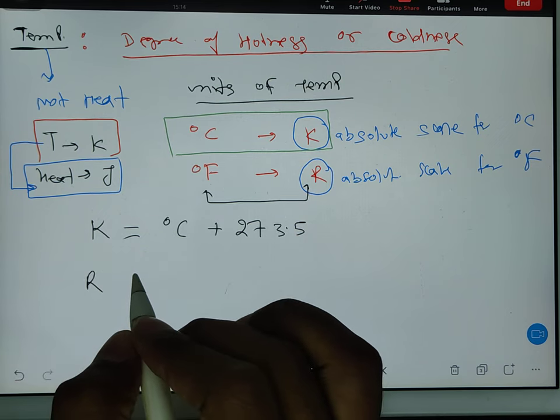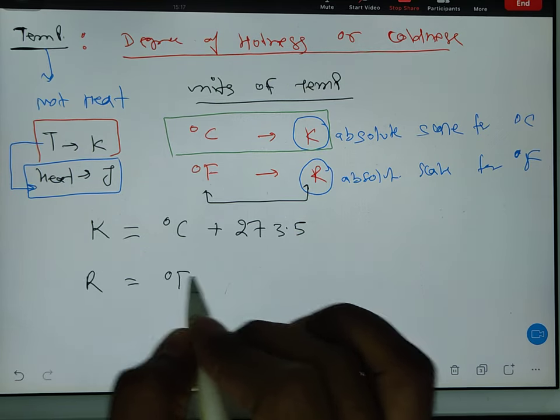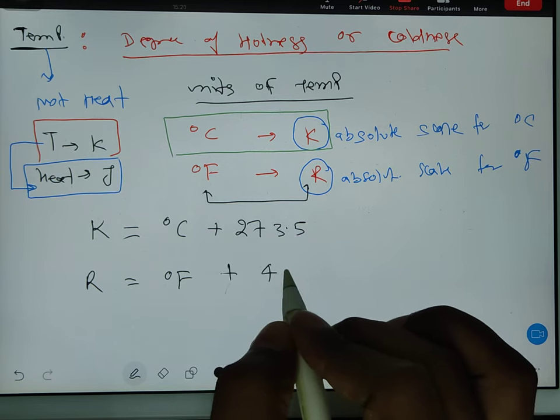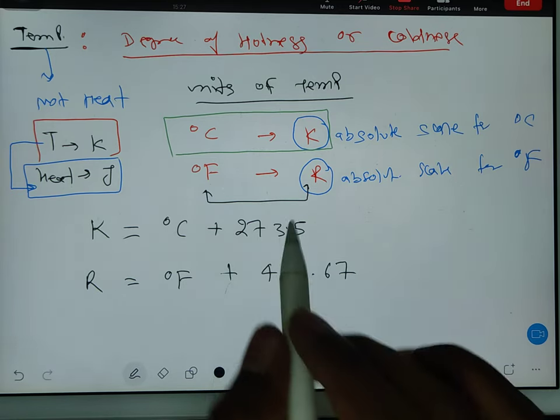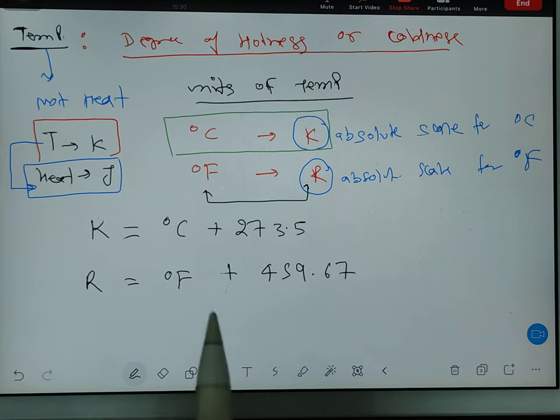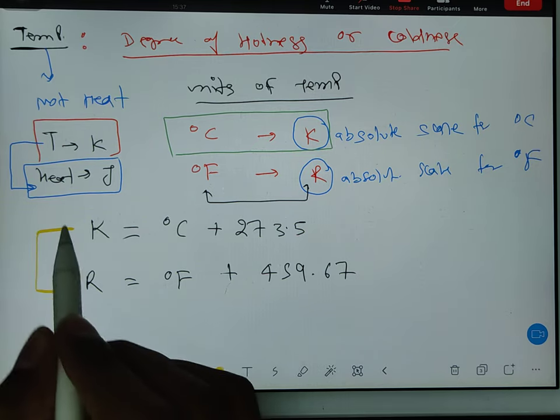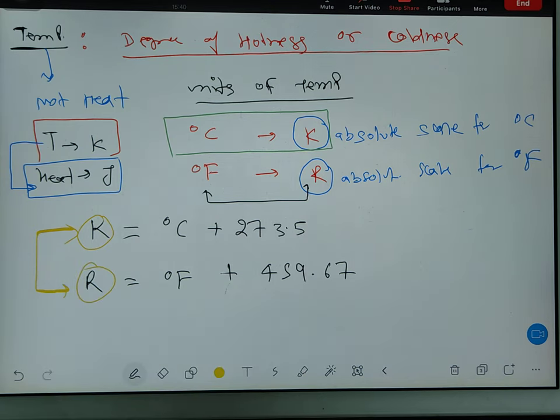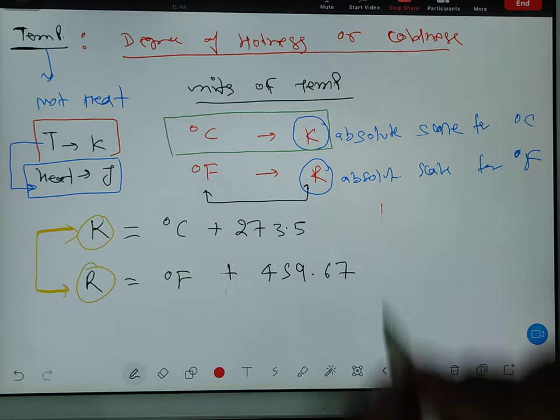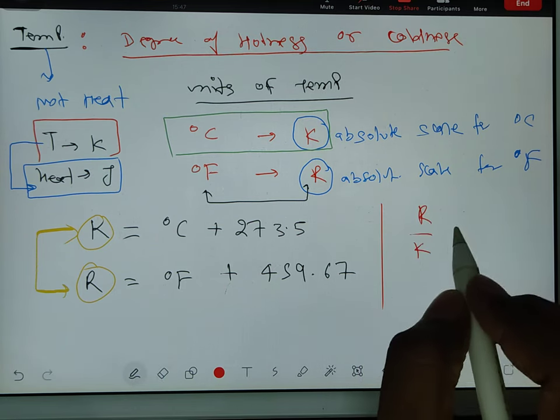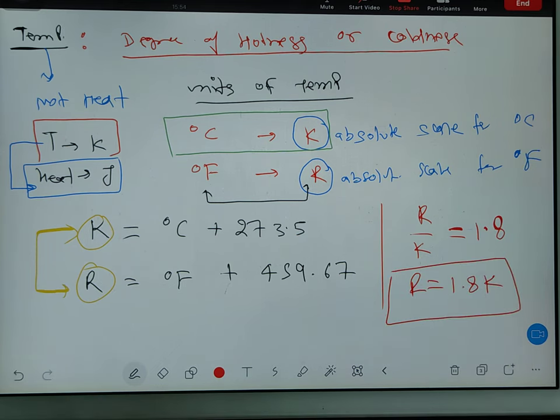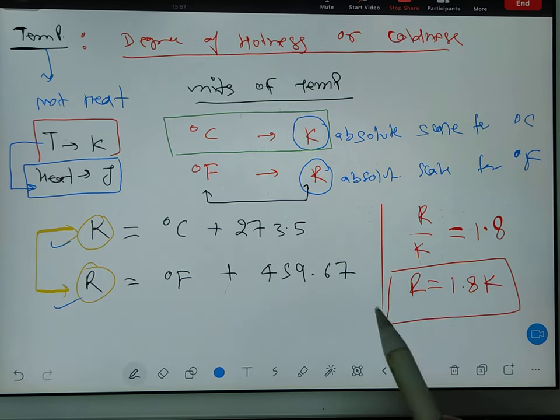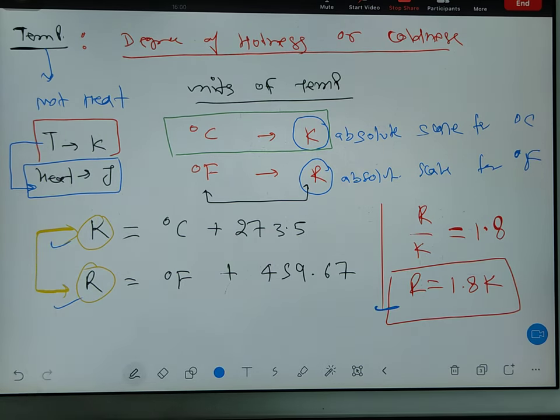In the same way, here also you have a calculation. If you want to convert to absolute temperature in Rankine, you can take degree Fahrenheit and add 459.67. So there are four formulas. But one more thing, between these two variables also, we have a connection. That connection is R by K is equal to 1.8, or you can write R = 1.8 K. With the help of these formulas, you can convert any standard value of temperature into any other unit.